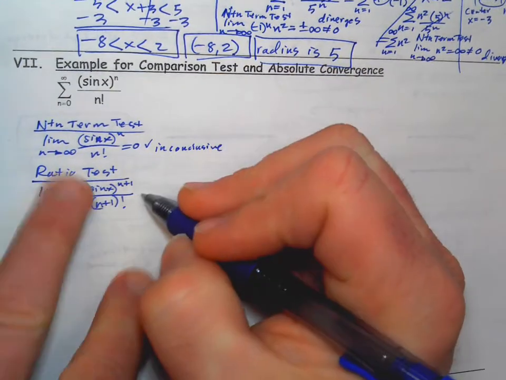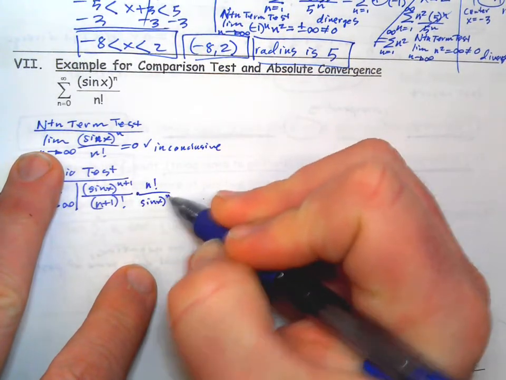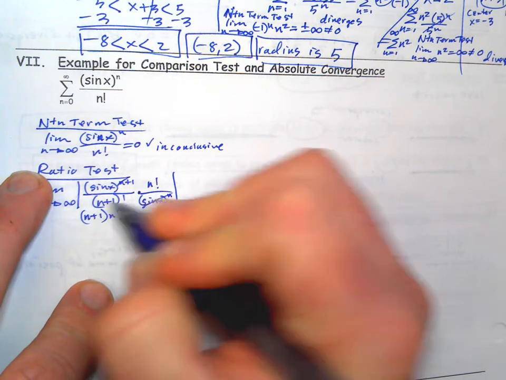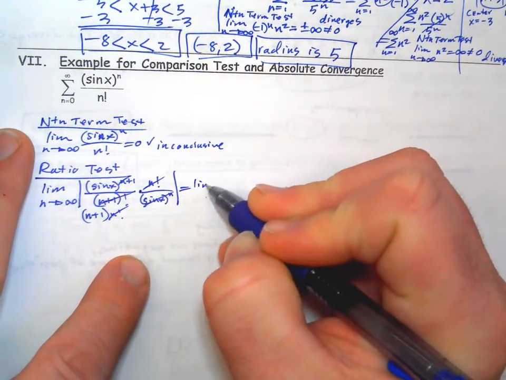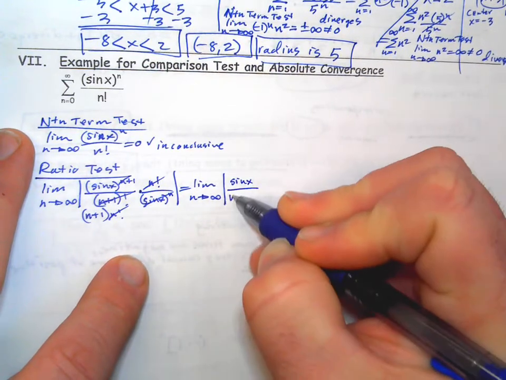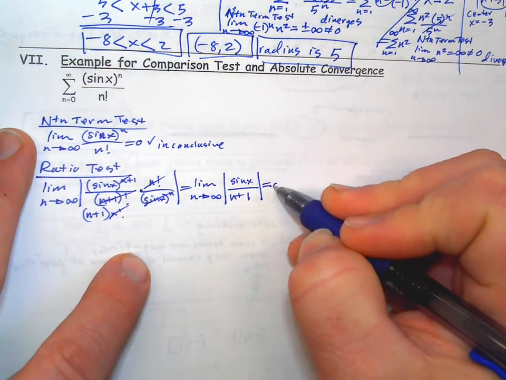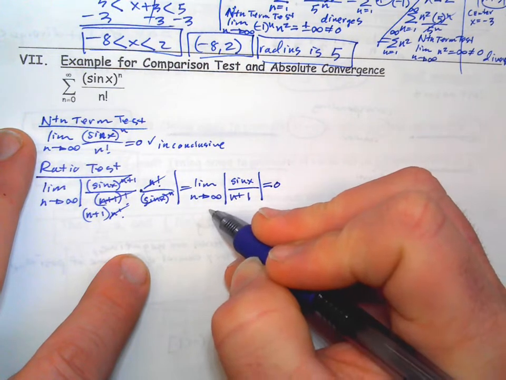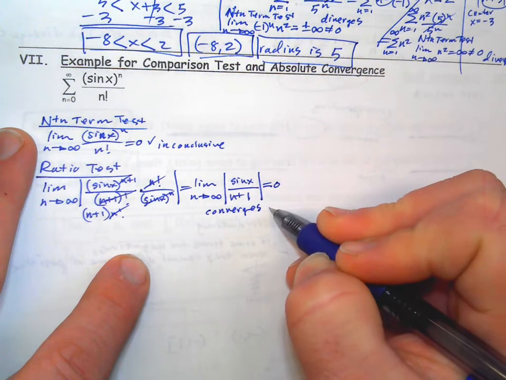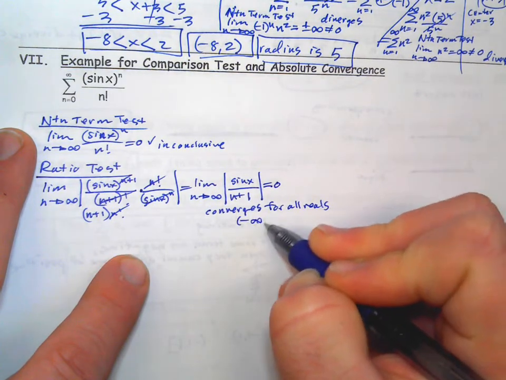Okay, so I don't know what's going to happen here. I actually didn't do this before. Let's see. So rules of exponents, factorial stuff. So this is going to be limit as n goes to infinity of absolute value of sine x over n plus 1, which equals 0, right? Which means, and this is a power series, but it converges all the time for all reals. So usually we're trying to find an interval of convergence, so we're going to say negative infinity to positive infinity.